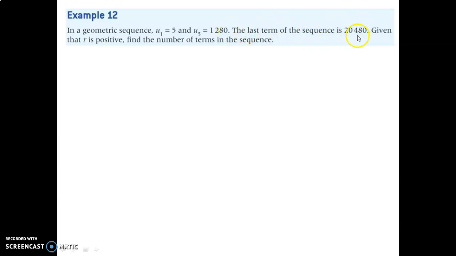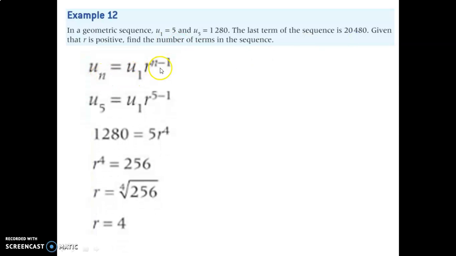We'll see. Given that r is positive, find the number of terms in the sequence. So your job is to figure out how far into the sequence is this final number. Is it the 10th term? Is it the 12th term? 15th? So how can you go about this? Try with the formula, see what you can get.